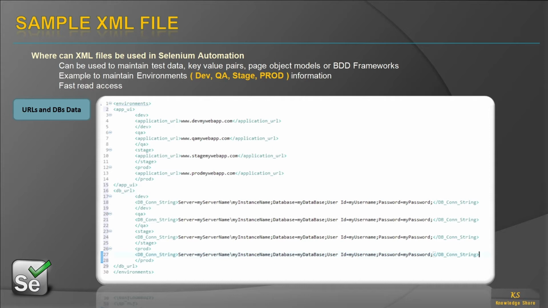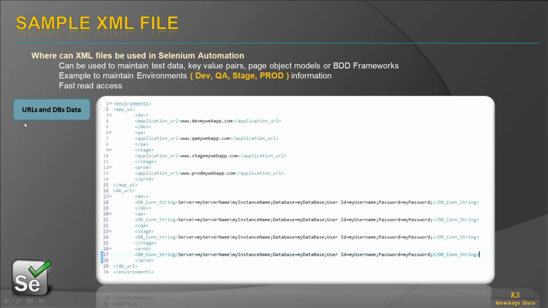Here you can see you can use these XML files to store your test data in the form of key value pairs, and in page object models or BDD frameworks. You can use them there as well. I don't mean that it's exactly a key value pair. The reason why I put it as a key value pair is, for example, if you want to get the dev URL for your application, then dev will be a key and the application URL will be a value. So in that sense it's a key value pair. It's not related to any programmatic concepts. And also there is fast read access, so it can read the data very fast.